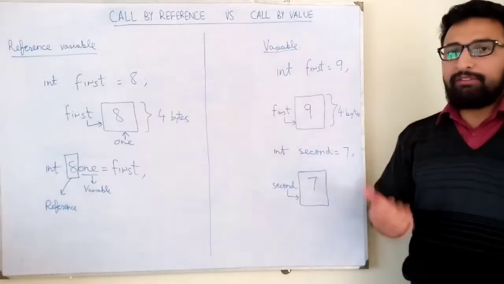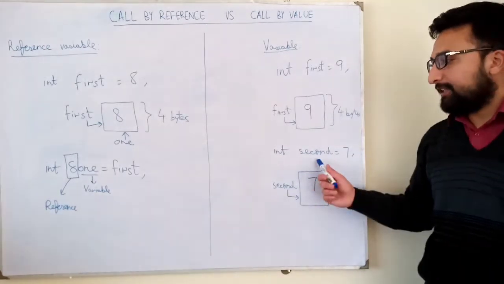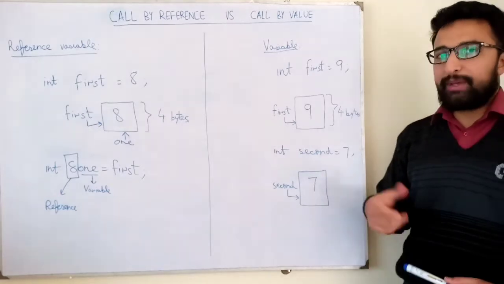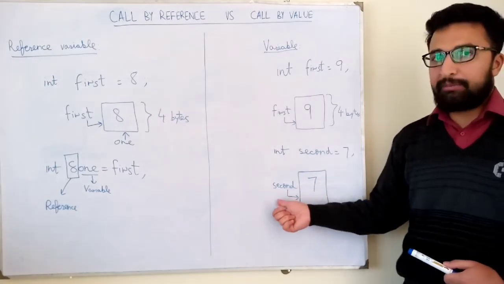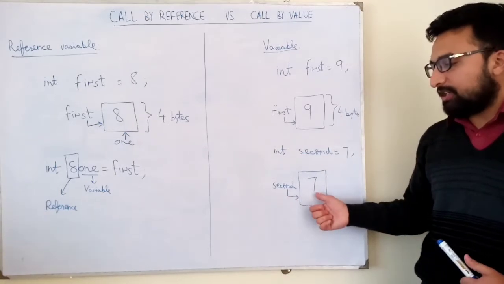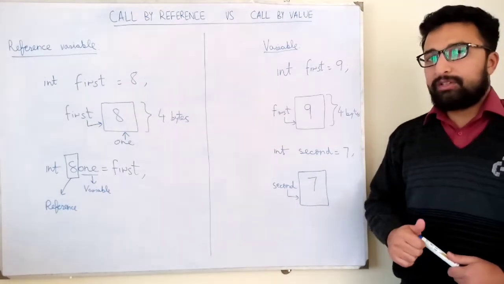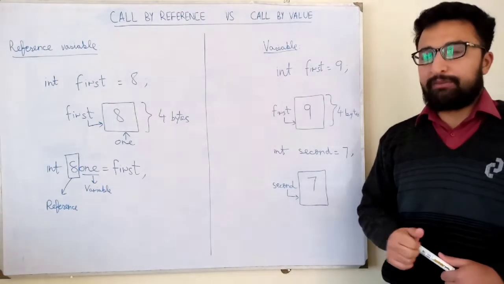Similarly, if we define another simple variable, another box of memory is allocated to that variable. That box of memory is named as second, for example, here, and the value is initialized to 7. This was how we used to define and initialize simple variables.